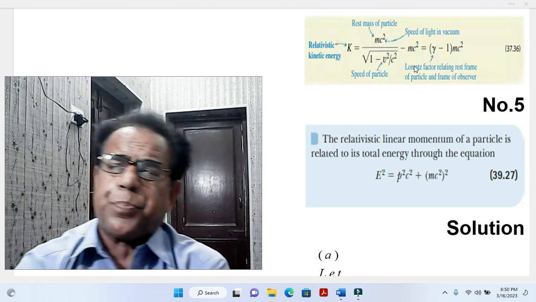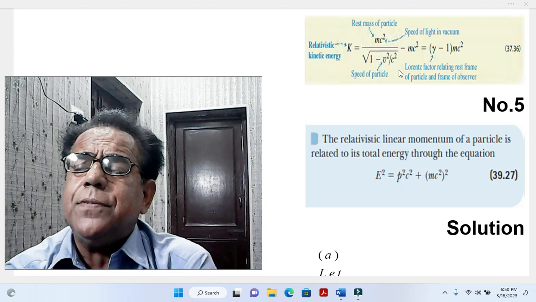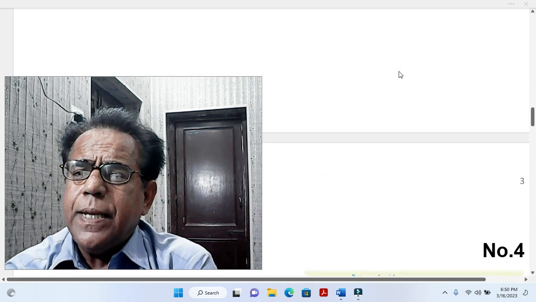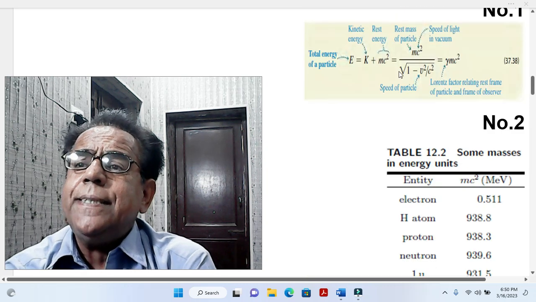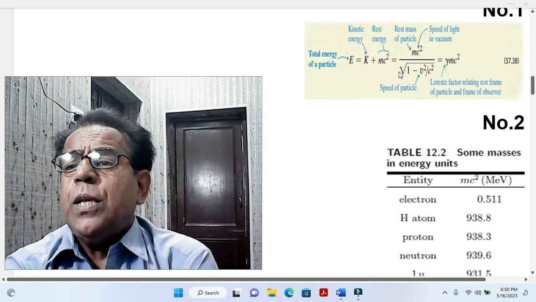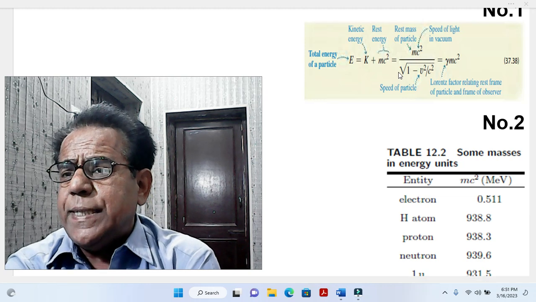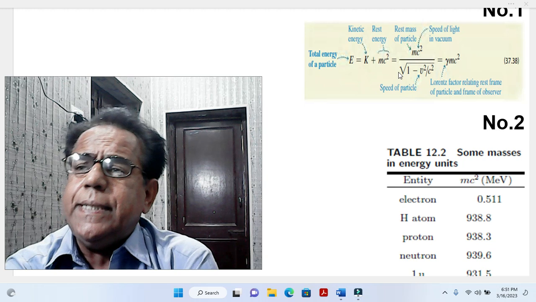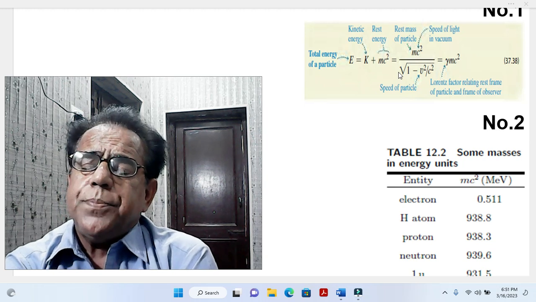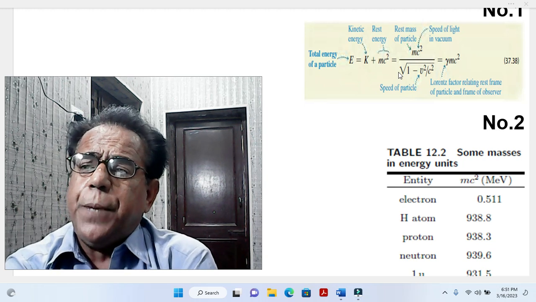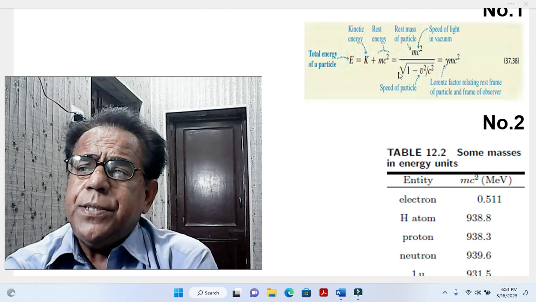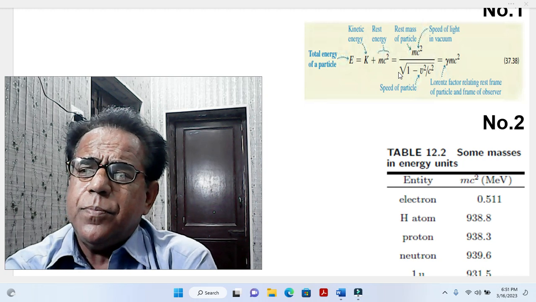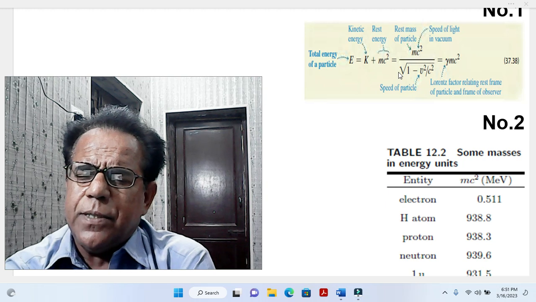Actually this is relativistic kinetic energy, this is relativistic momentum, and this is the total energy. So here, dear students, we need to differentiate among these three snapshots. These snapshots have been taken from the book University Physics by Young, Freedman, Hugh.